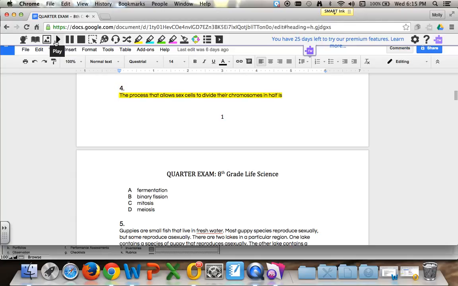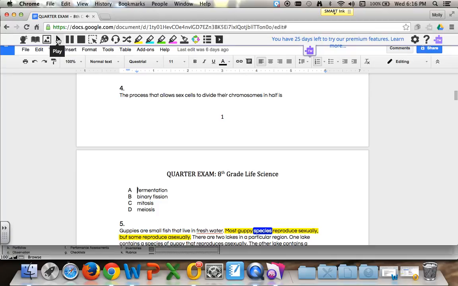4. The process that allows sex cells to divide their chromosomes in half is A. Fermentation. B. Binary fission. C. Mitosis. D. Meiosis. 5. Guppies are small fish that live in fresh water.